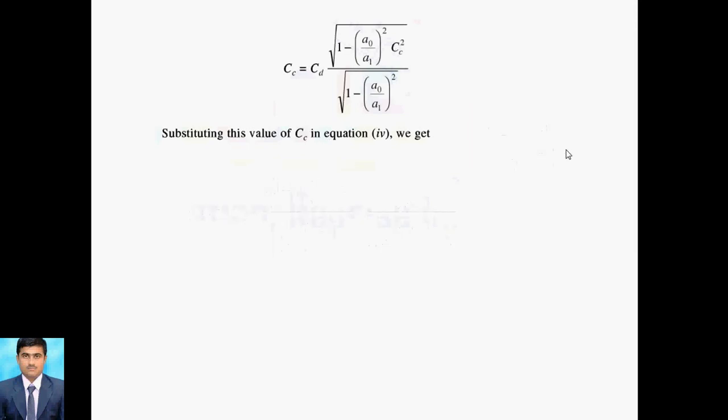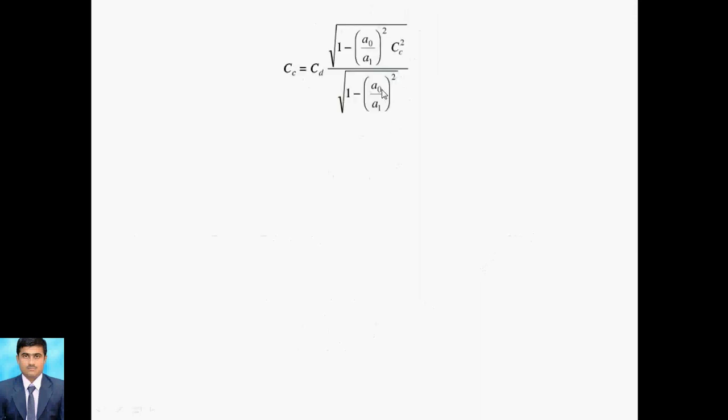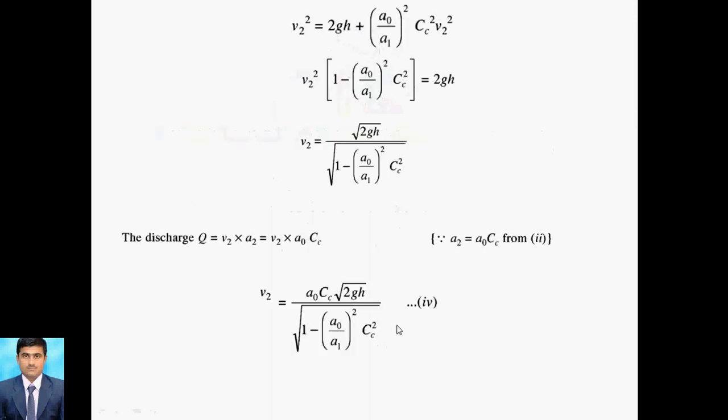Again I repeat, see this is the formulation, that is V2. I know that V2 is equal to A naught Cc into root 2gh divided by square root of 1 minus (A naught upon A1) square by Cc square. This is equation number 4, because the A2 value is given to you, that is A naught Cc. So we put the A naught value here. Now after putting this value, this is your main formulation, equation number 4.